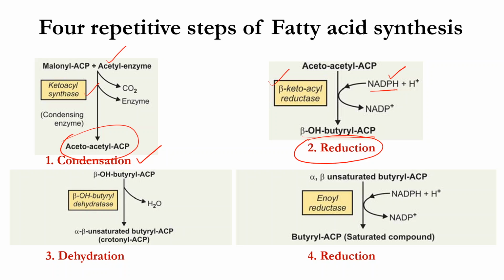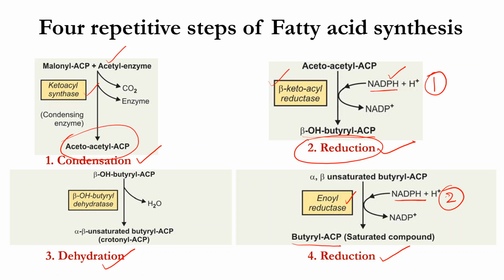In the third reaction, that is the dehydration reaction, the beta hydroxybutyryl ACP will be dehydrated to form alpha beta unsaturated butyryl ACP or crotonyl ACP. The enzyme catalyzing the reaction is beta hydroxybutyryl dehydratase. In the last reaction, that is the reduction reaction, again one NADPH is being utilized here, so 2 NADPH are utilized in total. So ultimately it will become butyryl ACP, and the reaction is catalyzed by enoyl reductase.